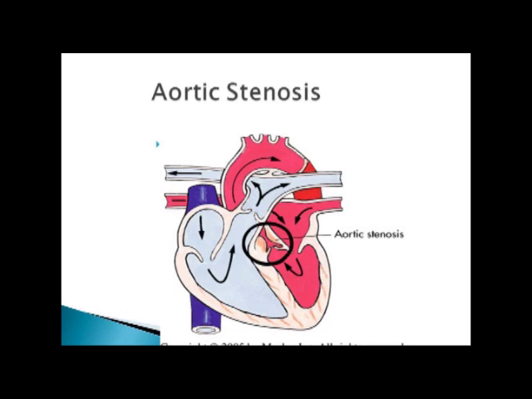aortic valve is just stuck. It's narrowing. It's usually malformed, and it can cause increased resistance in the left ventricle and decreased cardiac output. So what happens is not enough blood is coming out to the periphery. You're going to have low kidney perfusion and other things. So that's when you start getting symptoms.